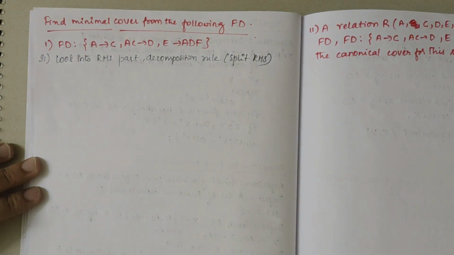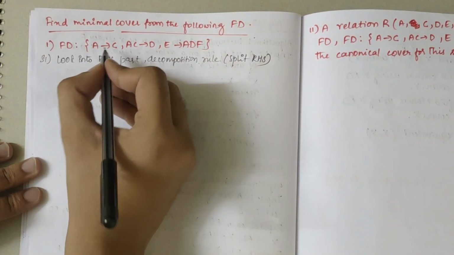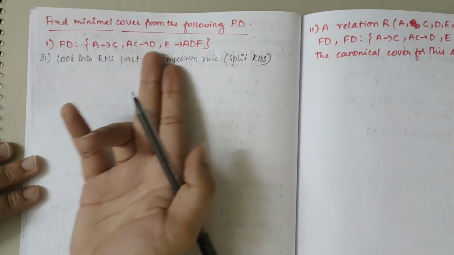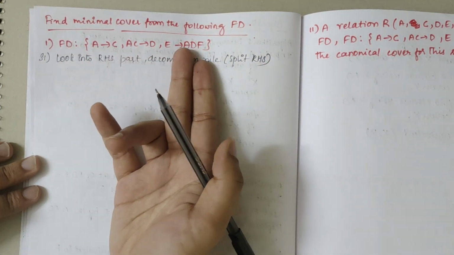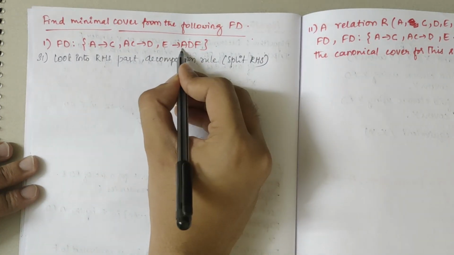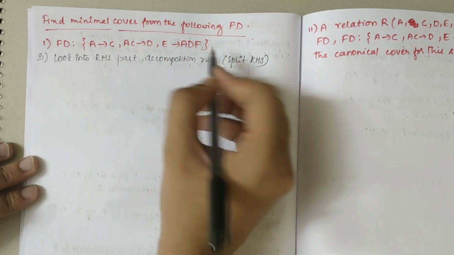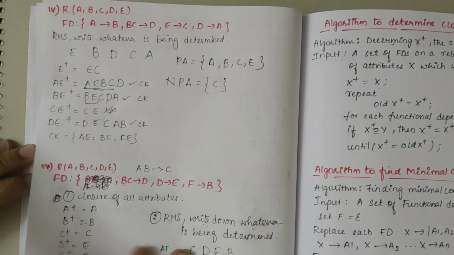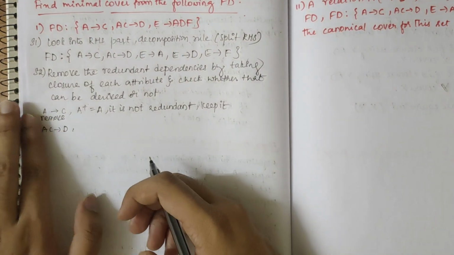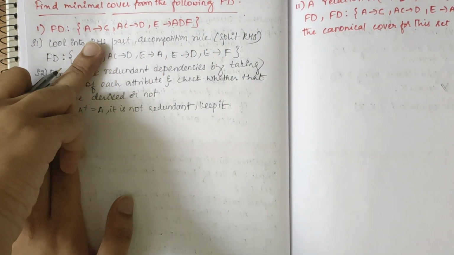So I'll look into the functional dependencies first. I have A determines C. The RHS you can't split, right? C you can't split further. D also you can't split further, but the one with A, D, F on the RHS can be decomposed further, such that E determines A, E determines D and E determines F. We have seen that in the inference rules here, right? So initially I need to remove A determines C. Assume that we have removed A determines C.